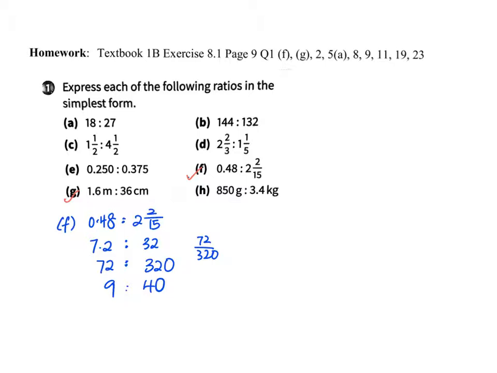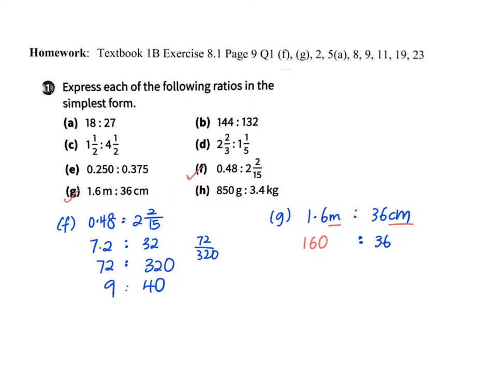Alright, next one, part G. We want to find the ratio of 1.6 meters to 36 cm. Notice that the units over here are not the same. So what should we do? You want to change everything to meters, or do you want to change everything to cm? So in this case, I'll probably change 1.6 meters to cm. 1 meter is how many cm? 100, right? So I will get 160 cm is to 36 cm.